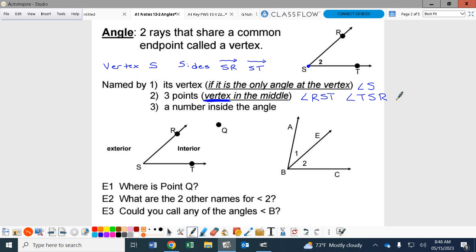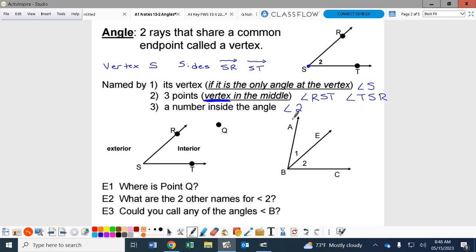The last way is every once in a while they will put numbers inside of them. They will not always do that, but if they do, it makes it a really easy way to name an angle. If there is a number inside that angle, you can call it angle 2 in this case. Angle and then the number that's inside of there. The most common way is the second way. That's how we'll name most angles in geometry, is by 3 letters. So it is extremely important that you understand what that is, how to name it, and what it looks like.